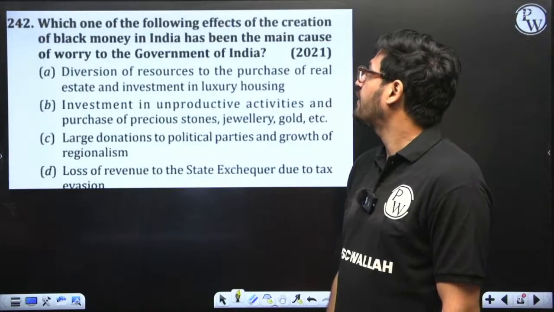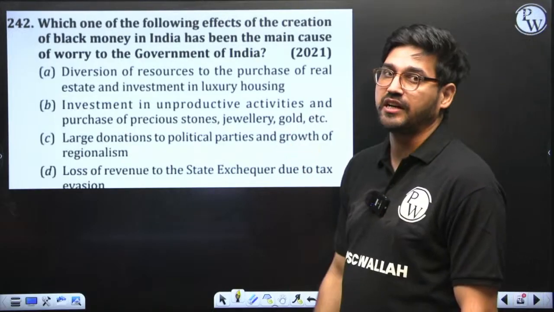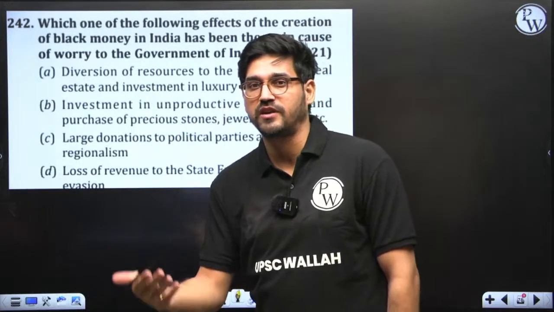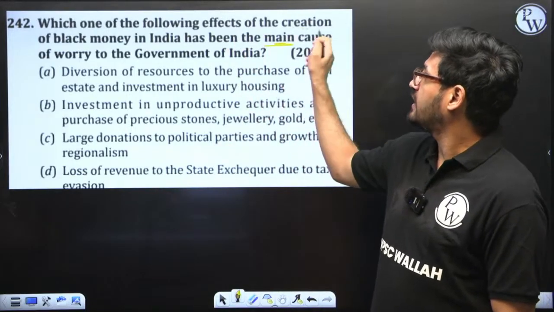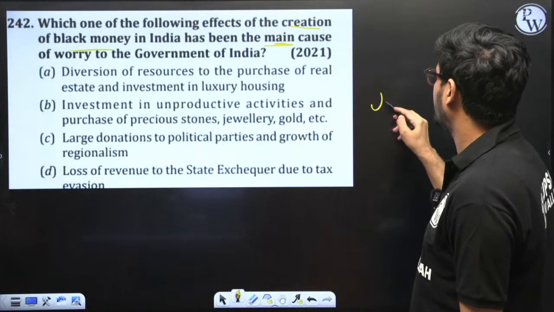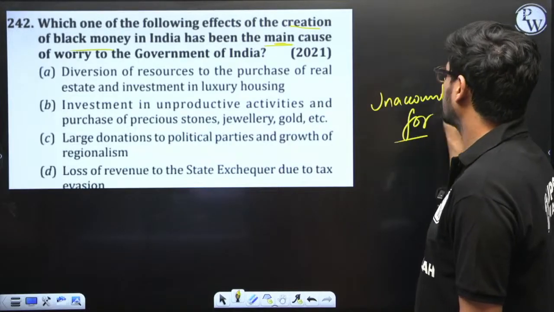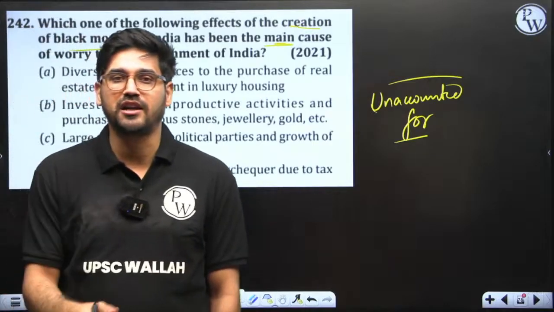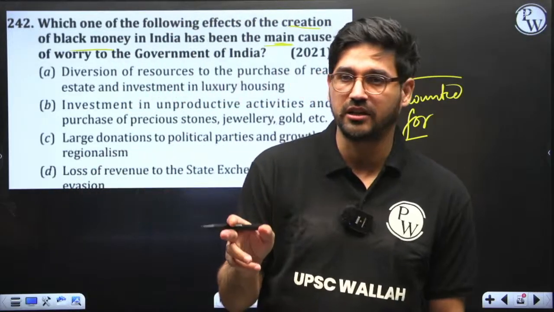Which of the following effects of the creation of black money in India has been the main cause of worry to the government of India? Remember, the question is which is the main cause of worry. That means many of these could be a cause of worry for the government of India, right? Which of these is the main cause of worry? What is black money? Black money is money which is unaccounted for. That means authorities do not have any information on this kind of money. Money over which people are not disclosing their source or disclosing transactions happening in this money to the government.